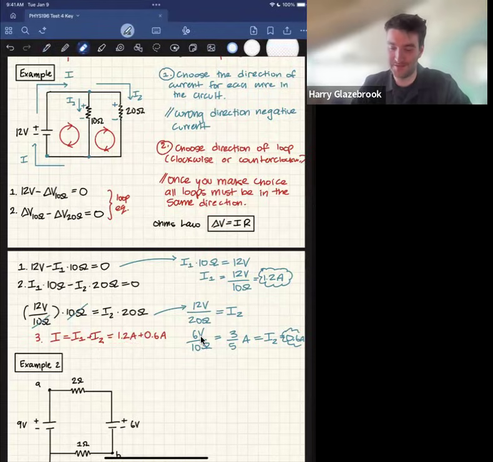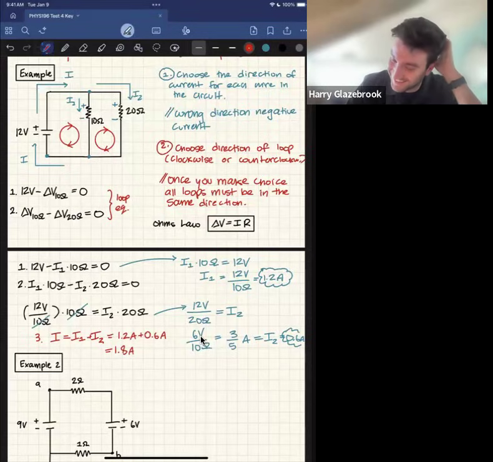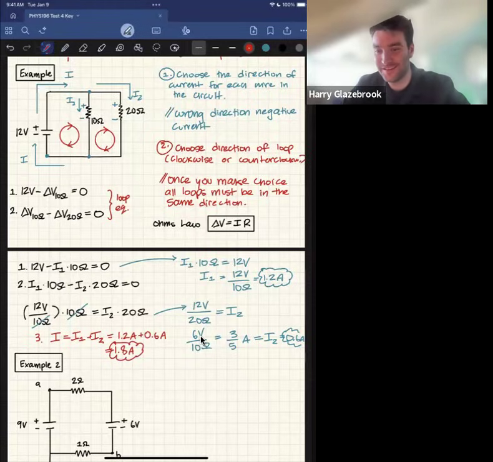1.2 plus 0.6 is definitely 1.8. Sorry. I really just saw what I wanted to see there. My bad. It's 1.8. I saw what I wanted to see. My fault. Does everyone get how I got 1.8? Sorry, I didn't mean to confuse by saying 2 amps there.